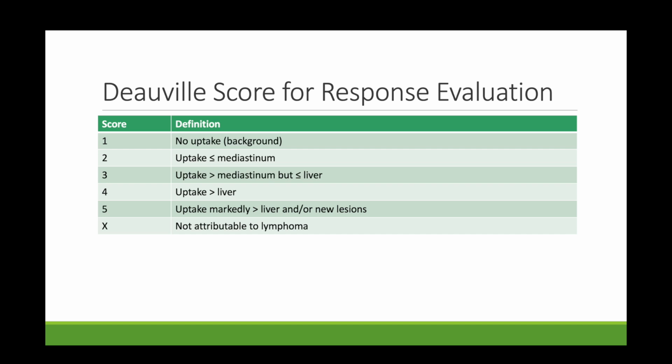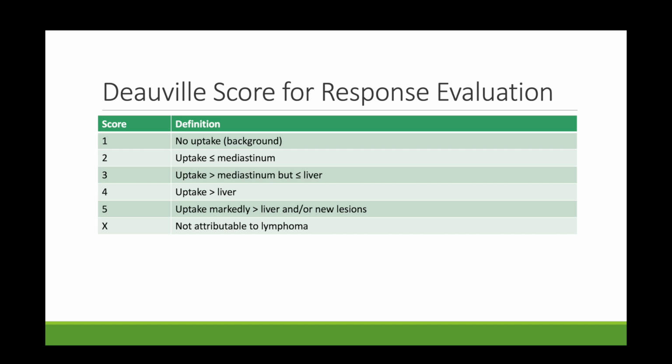And so the first step for all of the different risk categories, like I said, whether it's early stage favorable, early stage unfavorable, or advanced stage, it's easy to remember. It's going to be ABVD chemo times 2 cycles, followed by a restaging PET CT. And then on that restaging PET CT is where we're going to actually get some of the response assessment. And the way that we evaluate the response is using something called the Deauville score.